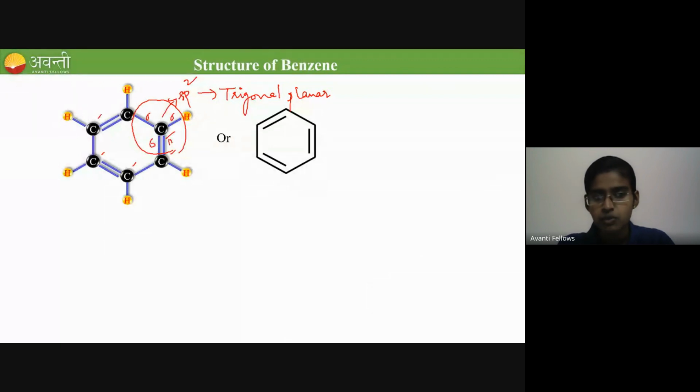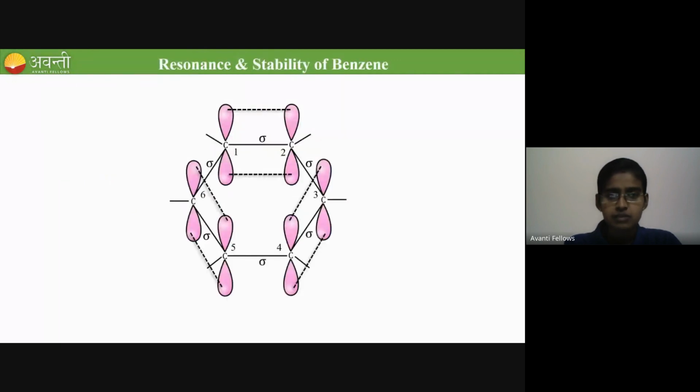So let me show you the orbital diagram also. So this is the orbital representation. We have 6 carbon, and here carbon sigma bonds we have. How many carbon sigma bonds we have? 1, 2, 3, 4, 5, 6. Very good. Yes, 6 carbon sigma bonds we have, and we have 1 unhybridized p orbital for each carbon. And there is 1 electron present in all those unhybridized p orbitals.